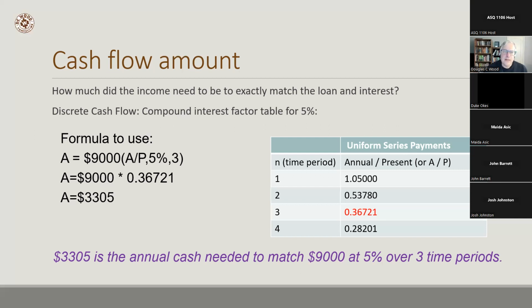So that table brings back a compound interest factor of 0.36721. That's what's in the table. And you would multiply that by the 9,000, your present amount, and it would give you an annual amount of 3305.